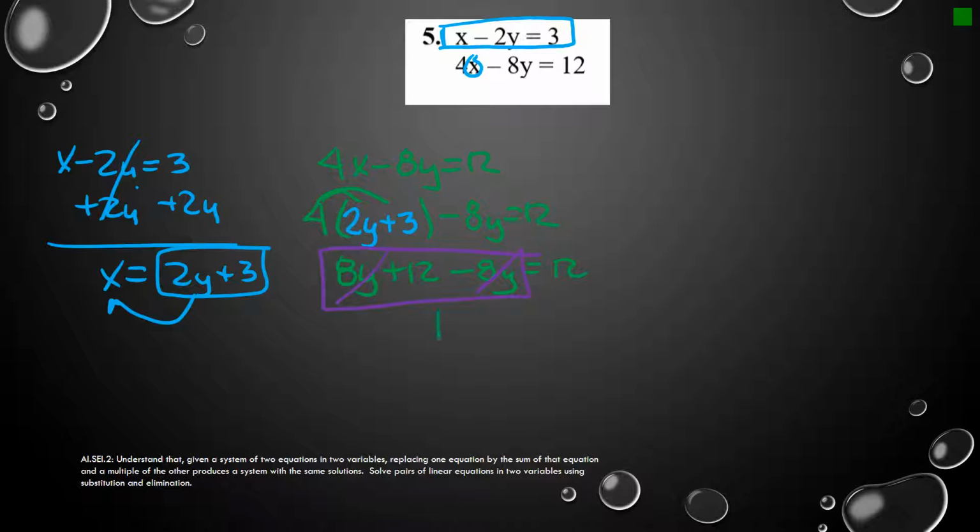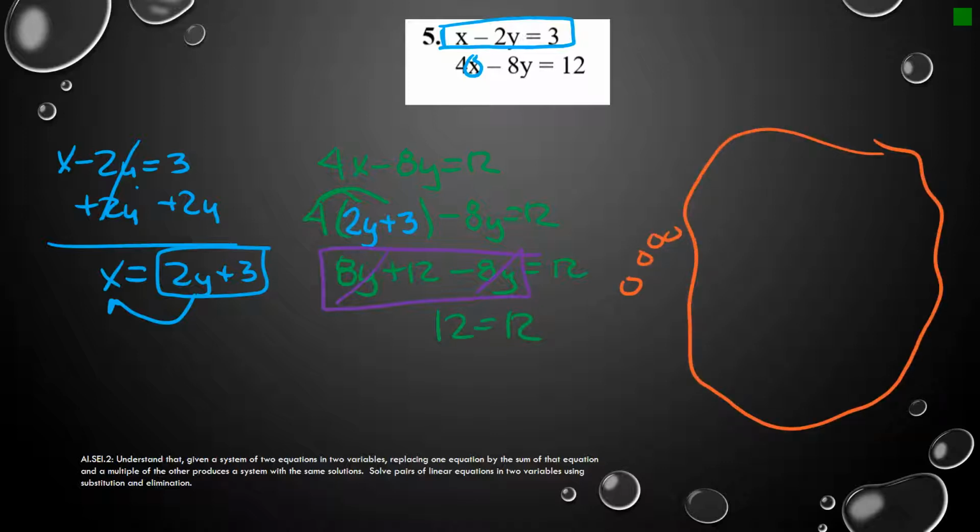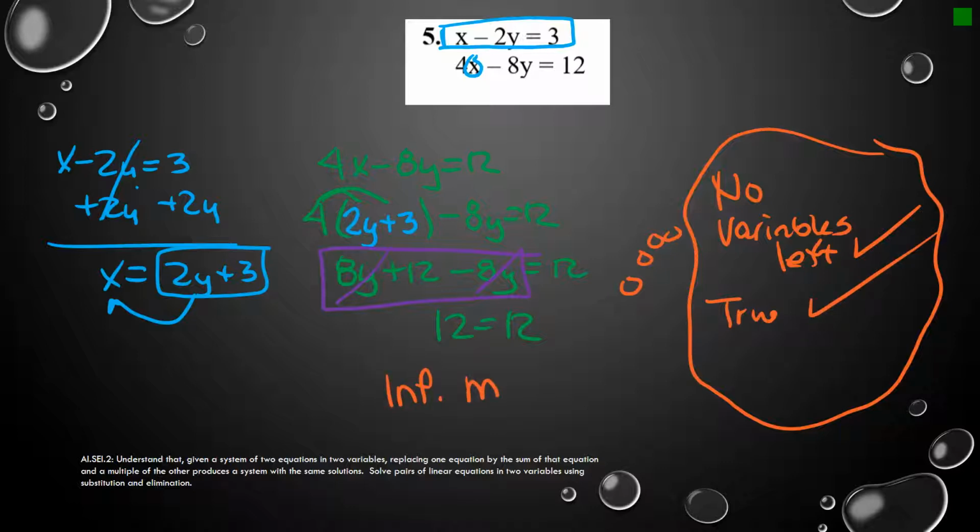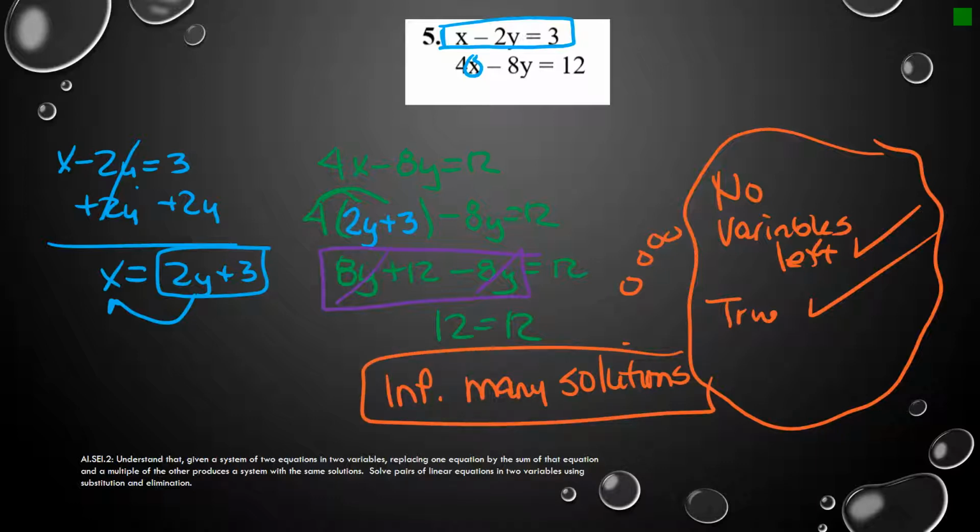So all I have is 12 equals 12, and we're going to your head. Here is your head. You have no variables left. True. Is what you have left true? True. That means it's infinitely many solutions. Remember, what that means is it's the same line. It's just two different equations for the exact same line.